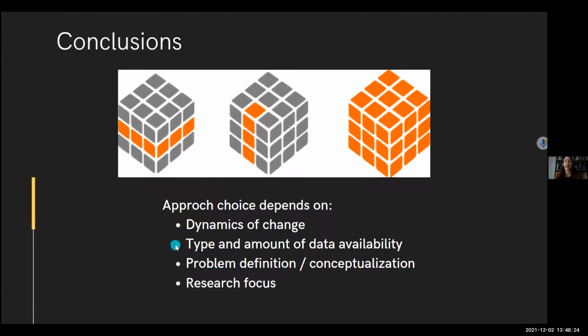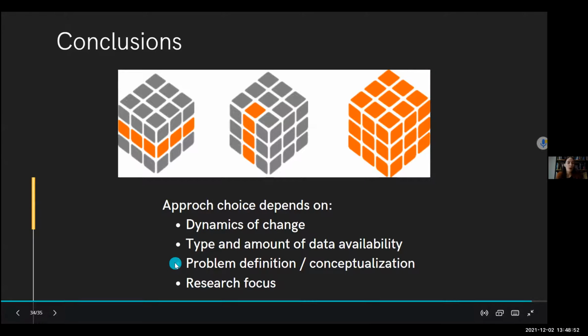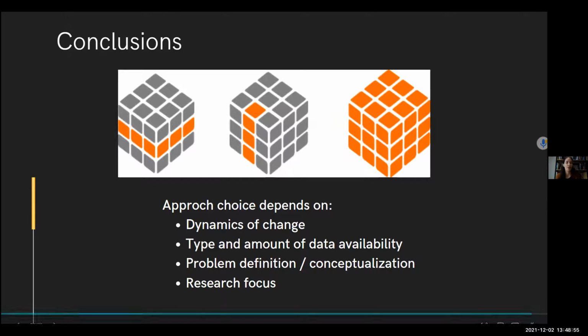Of course, the time and the amount of data that is available. Sometimes we know that our variable changed a lot over time, but we cannot have very frequent observations. So for instance, we have an observation once per year. Maybe that makes more sense, even if we realize that we have temporal variability, to just focus on the spatial approach. Of course, as always, it depends on the way that we decide to define or conceptualize our problem.